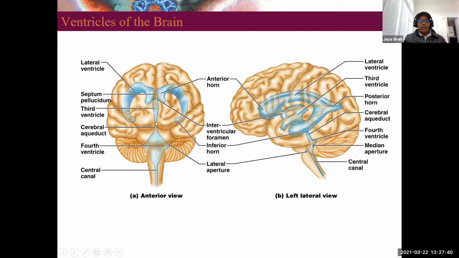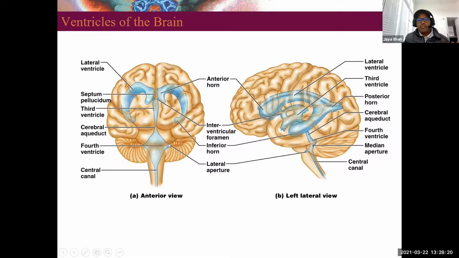Aqueduct means very thin duct. And this aqueduct is covered by the midbrain and the pons. And then it opens into a larger cavity that is called the fourth ventricle. The fourth ventricle is covered posteriorly by the cerebellum and some part of the medulla oblongata and the pons. Okay. Once it reaches the fourth ventricle, then there are several openings we're going to talk about.